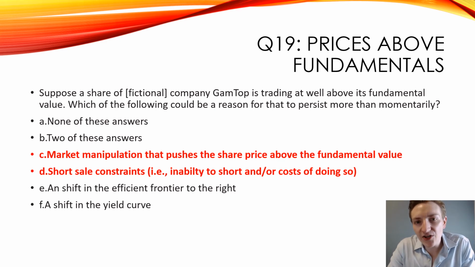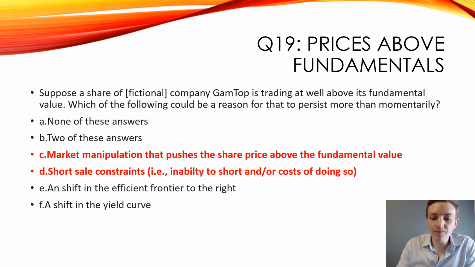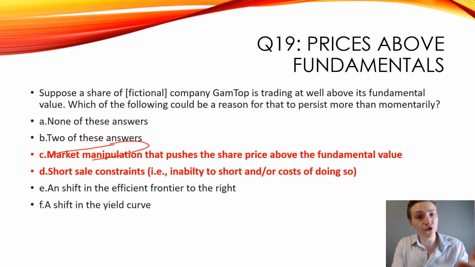Now here we're being asked about prices that are above fundamentals. Suppose a share in our fictional company called GamTop is trading well above its fundamental value. Which of the following could be a reason for that to occur momentarily? We've got a couple of options here. The first one is market manipulation. Well, market manipulation can in fact cause something to trade above its fundamental value. So that could easily be a reason for this to be the case.